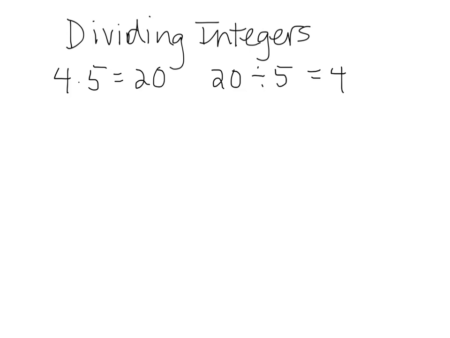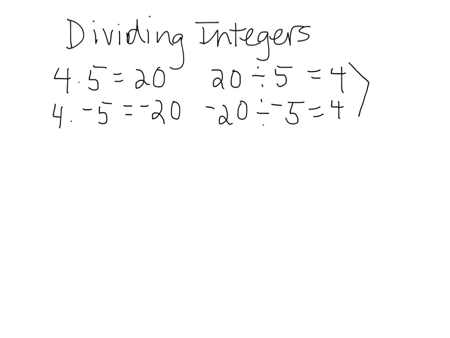If I say 4 times negative 5, we know that that is a negative 20. And the inverse of that is negative 20 divided by negative 5 is positive 4. Notice in both of these we have the same signs. These are two positives equal a positive. These are two negatives divided equal a positive.